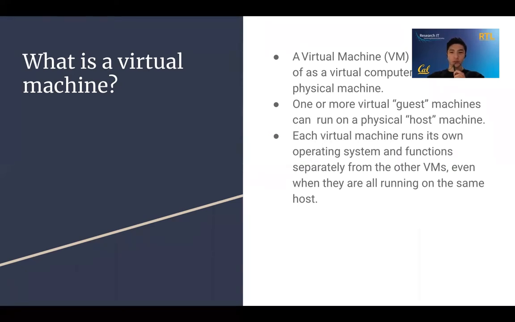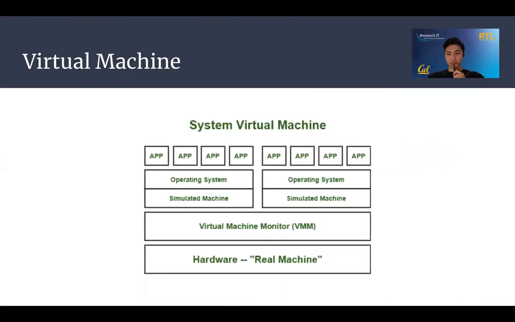We call the physical computer a host, and each host computer can support multiple virtual machines. While a virtual machine is running on a physical machine, it's completely separate from other virtual machines and processes running on the host computer. Slide, please. In this picture, there are two virtual machines on the same host.